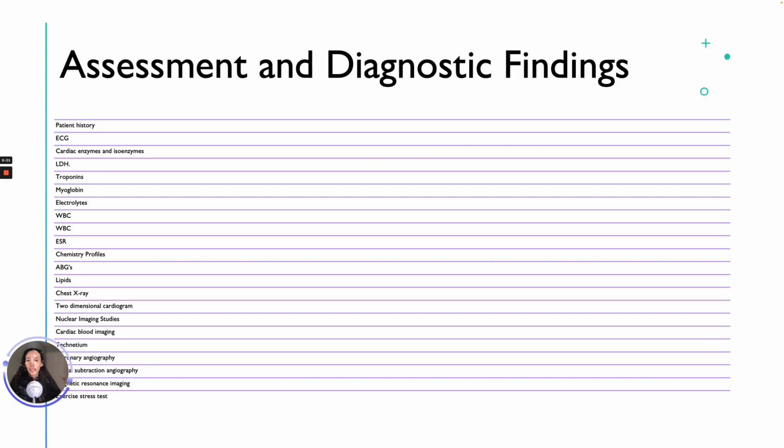So, assessment and diagnostic findings. First, we're going to want to take a patient history. We're going to want to get a history of the presenting symptoms, a history of previous cardiac or other illnesses, and a family history of heart disease.